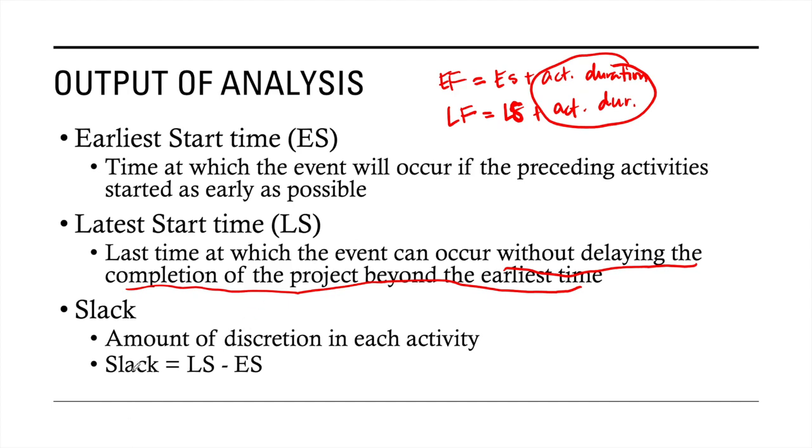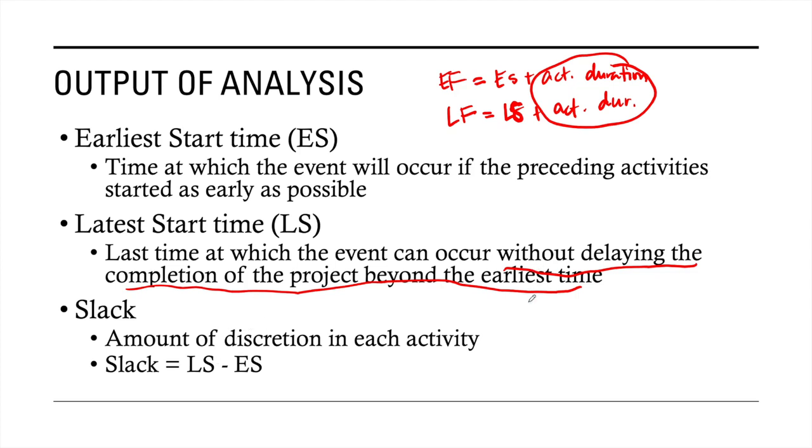And then finally, the last output that we will be able to get from this PERT-CPM analysis is what we call slack. What is slack? Slack is the amount of discretion in each activity. It is the amount of time that you can technically, how do you say it, procrastinate. If you subtract your latest start time and your earliest start time, then that gives you the amount of time or leeway that you have.